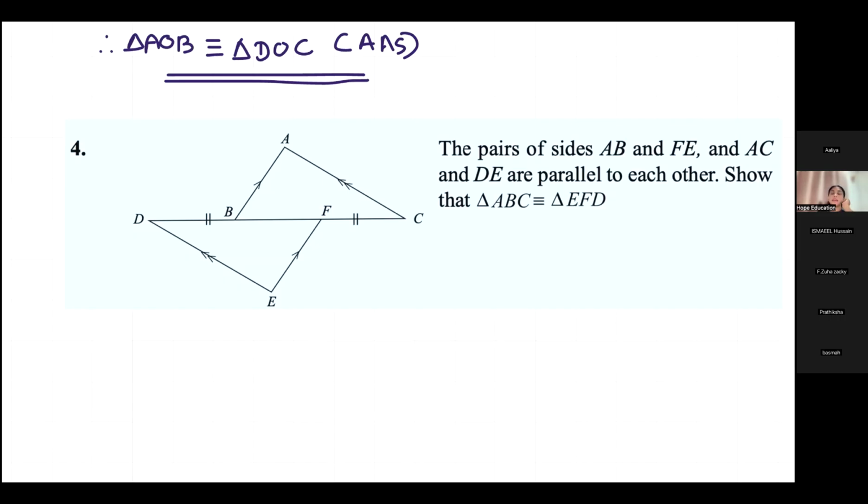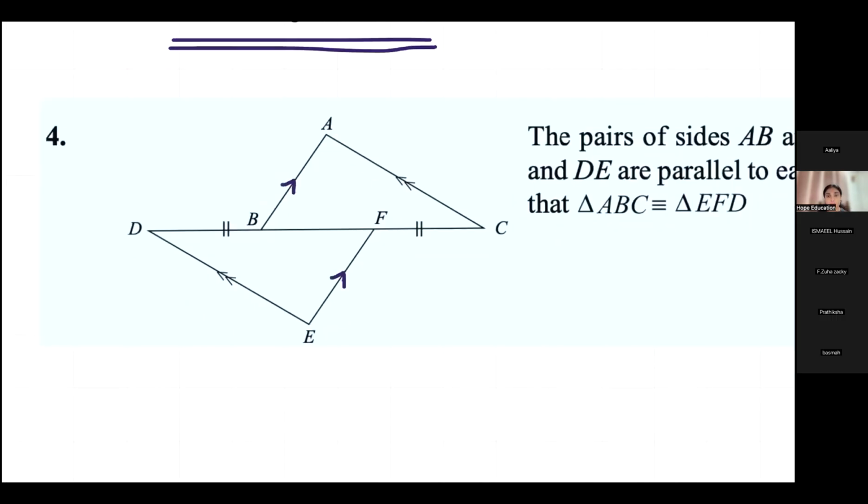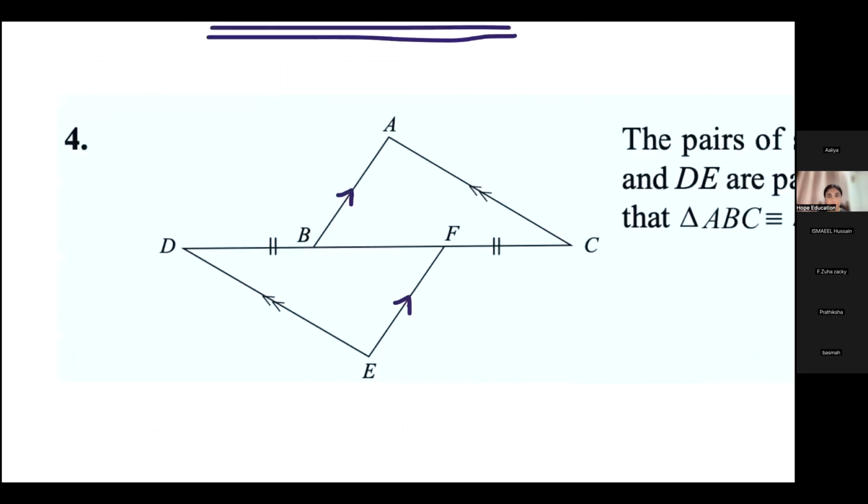Okay, Lamai. It's okay if you have not yet finished, but we will slowly discuss. The pairs of sides AB and FE, and AC and DE are parallel. AB and FE are parallel and they have marked it. I will mark it a bit bigger. Then AC and DE are parallel. Again, they have marked it, but I will mark it a bit bigger.